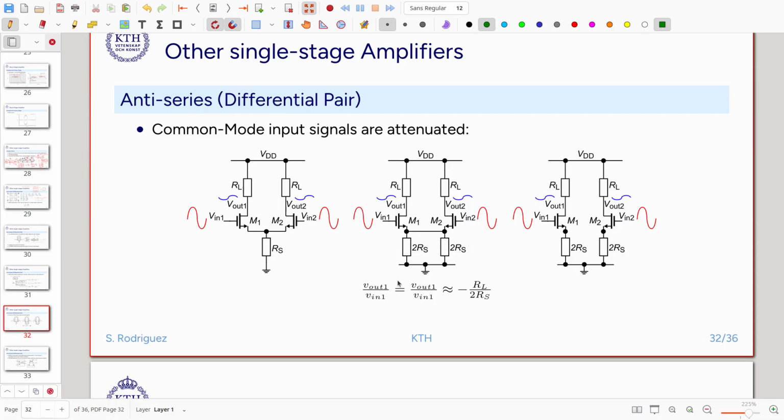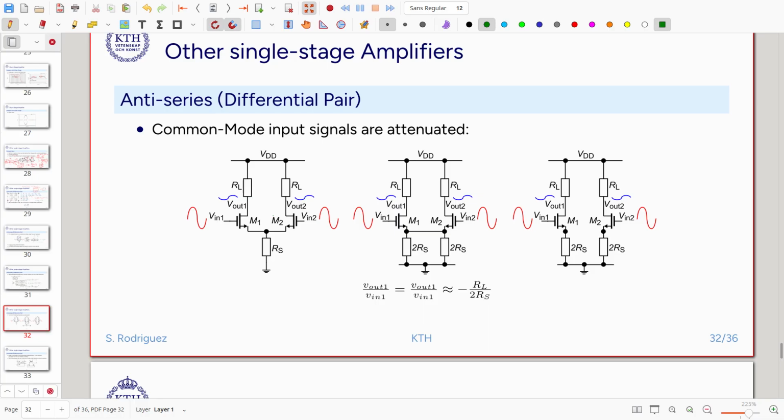So what happened with the common mode input signals? We have studied the differential signals, but when we apply common mode signals to the input of the differential stage, what will happen is the following. Now we are going to use as a help the actual implementation of the differential pair. So we will have some resistance connected to one of the nodes and going to ground, and then we will have some loads connected to the outputs.